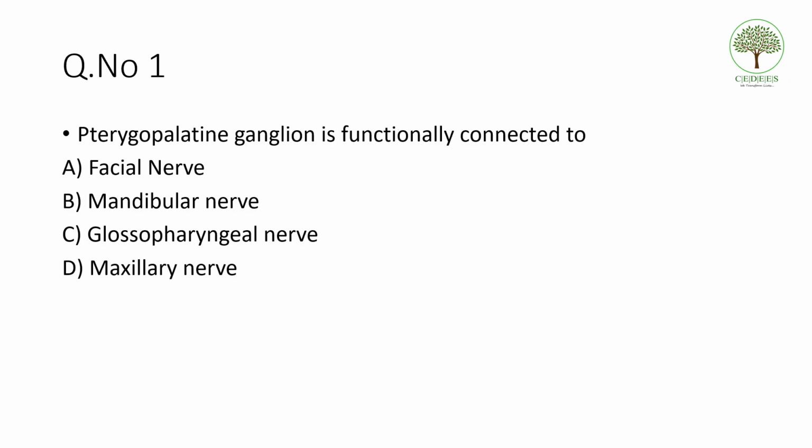Okay. So question number 1. Pterygopalatine ganglion is functionally connected to. Options given here are facial nerve, mandibular nerve, glossopharyngeal nerve, maxillary nerve. Here the term is functionally connected. There is one more term called topographically connected. What are all these terms?